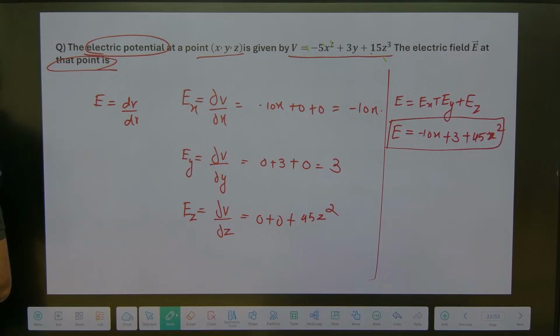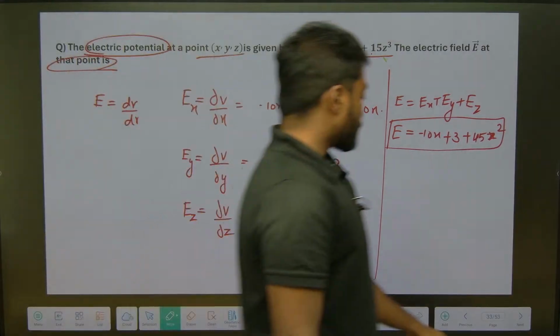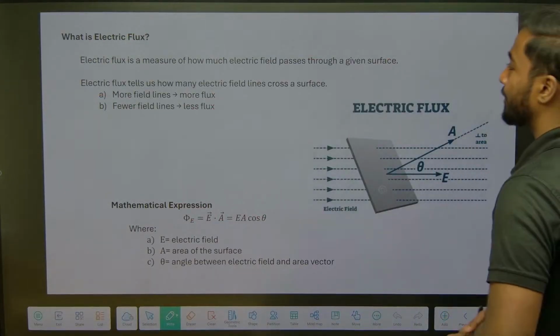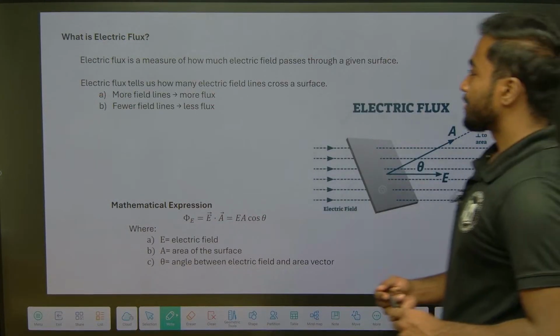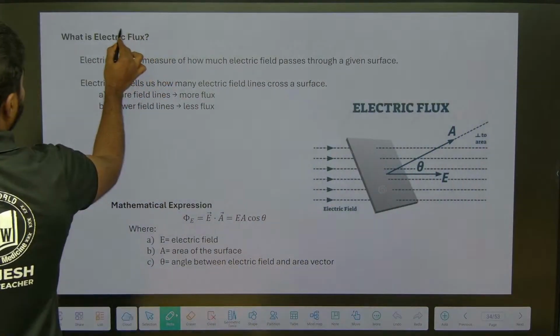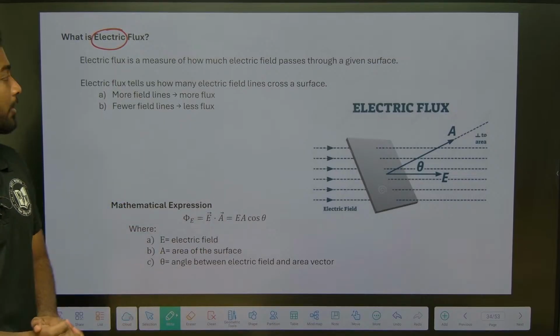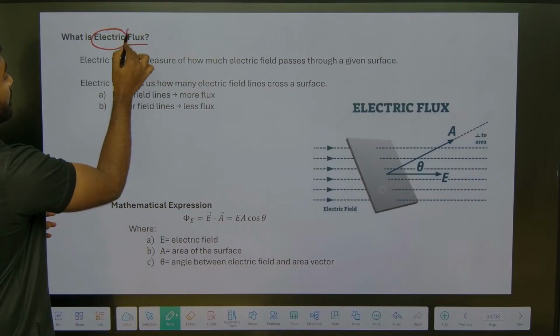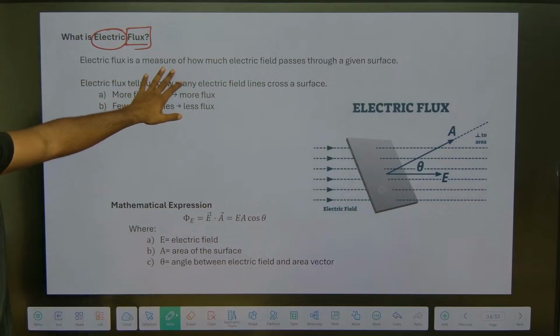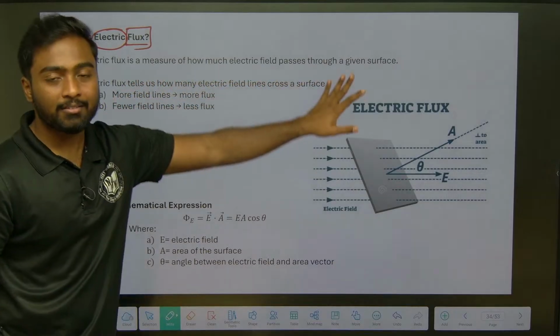Done? Can we go for the next one? Okay. So the next topic is electric flux. Here we know about electric field, electric charge, everything. What is the meaning of flux? Flux is a measure of how much electric field passes through a given surface.